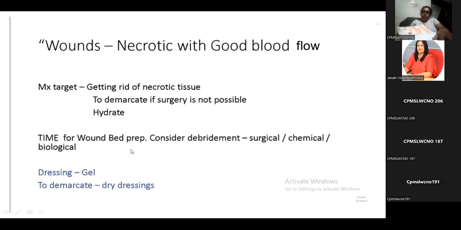Suppose this is a palliative patient who cannot go for surgery. If we keep the wound as dry as possible, the dead part will separate from the body. So again, no fancy dressings here also.